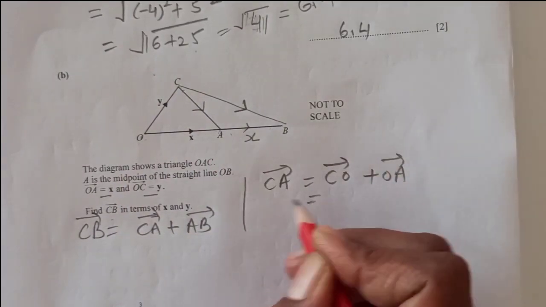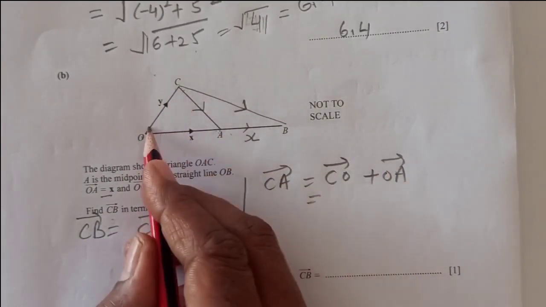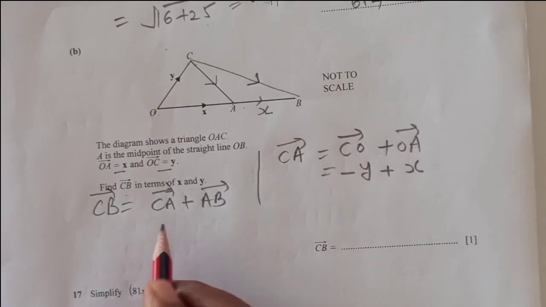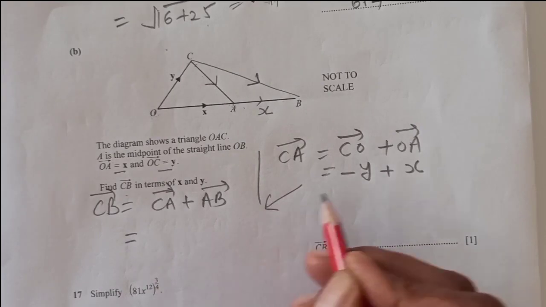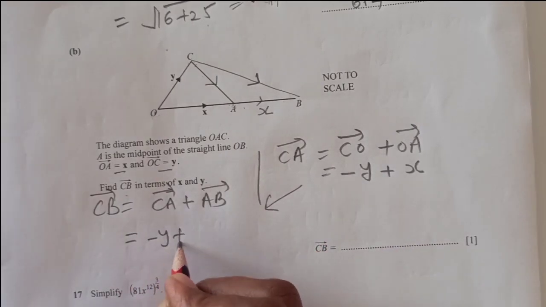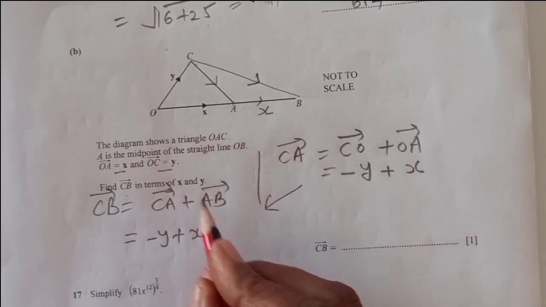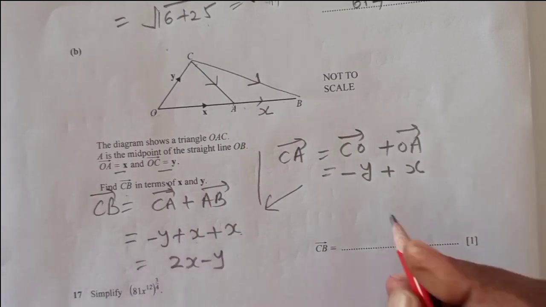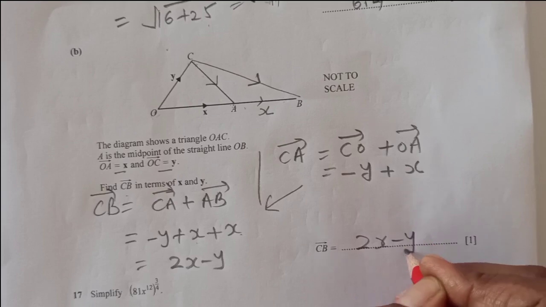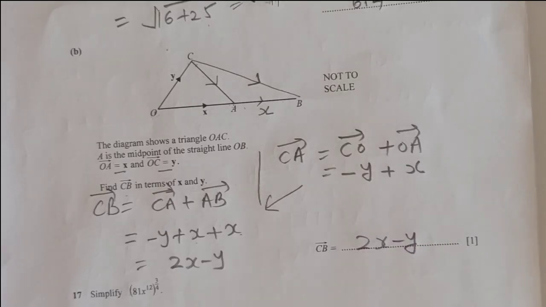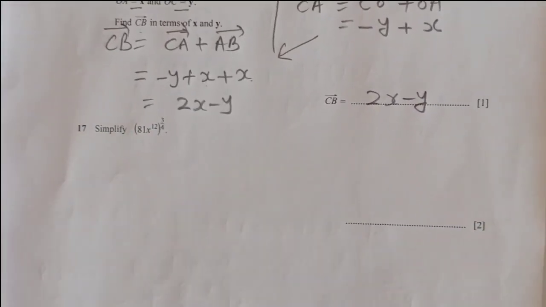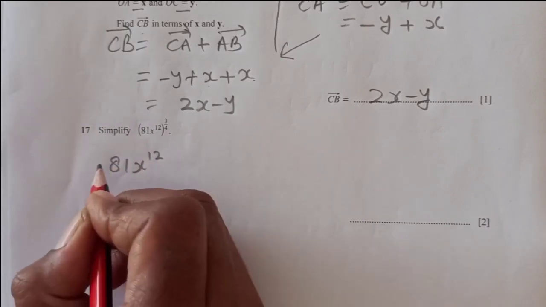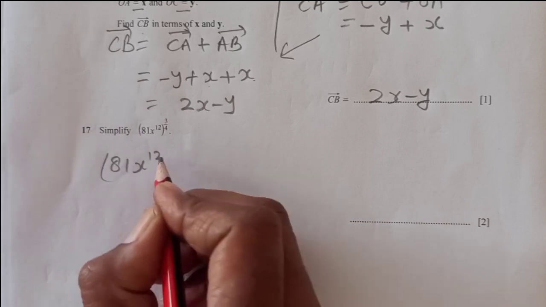CO is the opposite, so it's negative y, plus OA is x. So we are going to substitute this value here. So negative y plus x, and AB is also x. So this is x plus x, 2x minus y. So CB is 2x minus y, right? That's the final answer. Now number 17, simplify 81 x power 12, and then power 3 over 4.